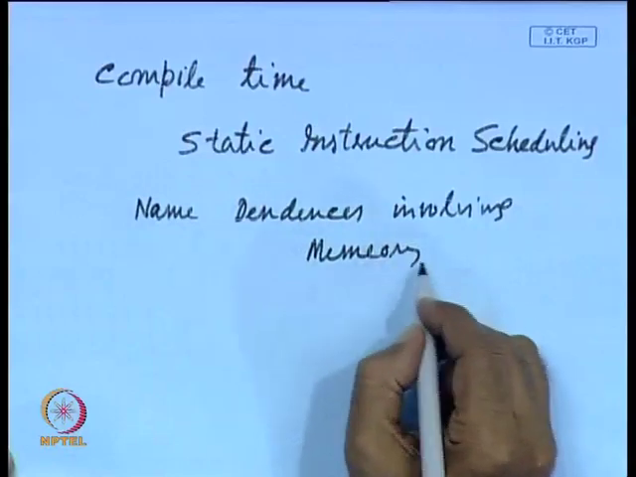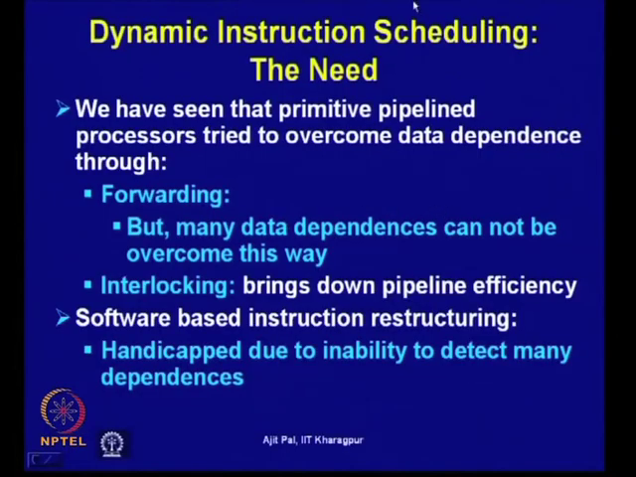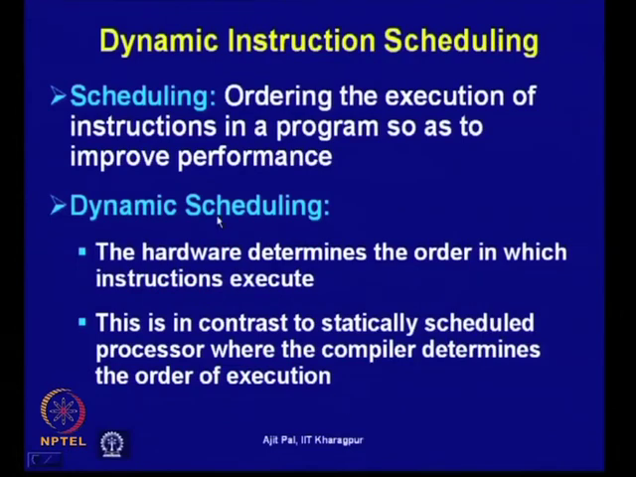If named dependencies involving memory are present in your program, they cannot be identified by the compiler at compile time, because they will be evident only when the program is executed, that is, at run time. So, the dependencies which are not revealed at compile time will be visible at run time, and that is what is being done in dynamic instruction scheduling with the help of hardware.